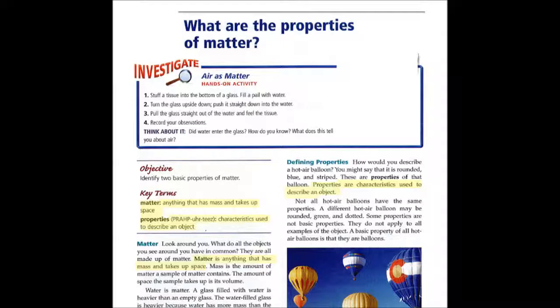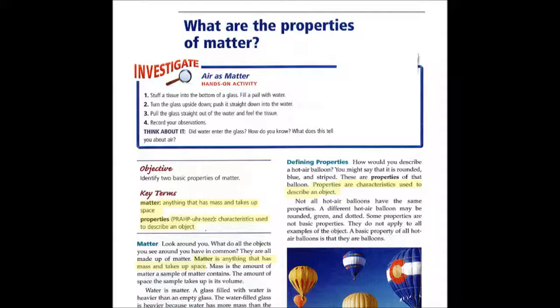Weight and density are also properties that may be used to describe matter. Weight is a measure of the pull of gravity on a sample of matter. Density tells you how much matter is in a unit of volume. Number 3. List. What are two basic properties of matter?